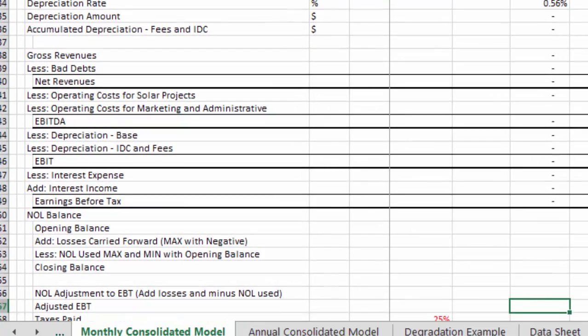Now, this is what I was a little worried about. On the net NOL, you start by making the opening balance equal to the closing balance.